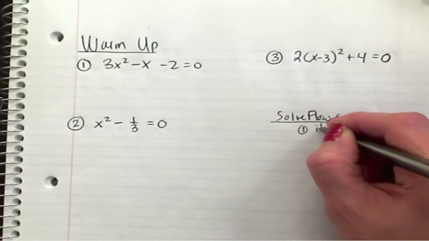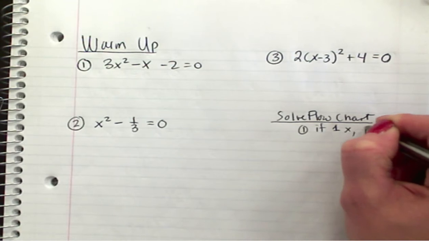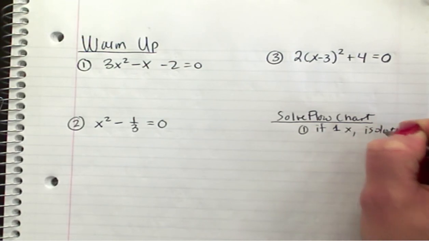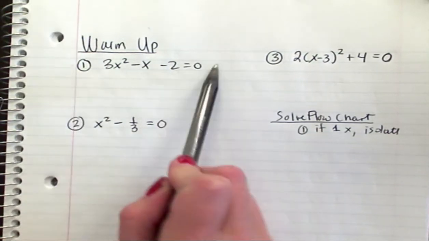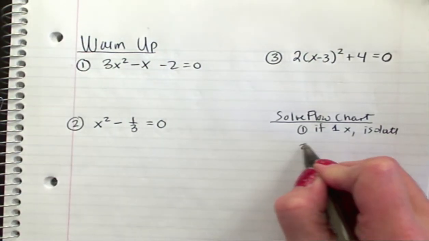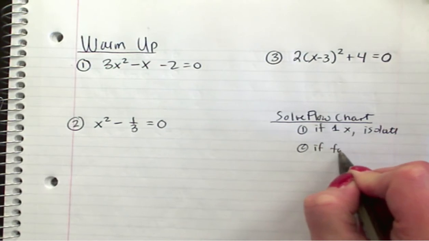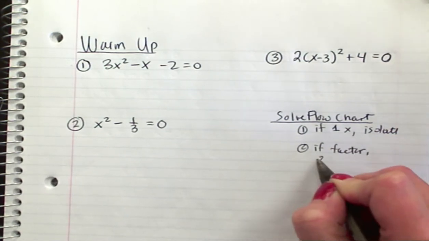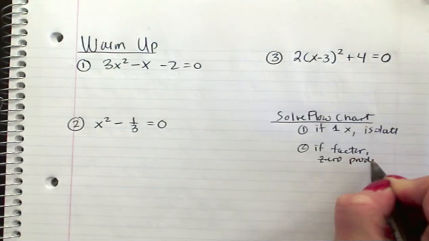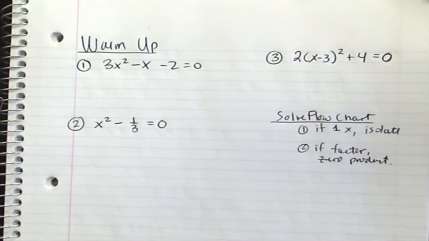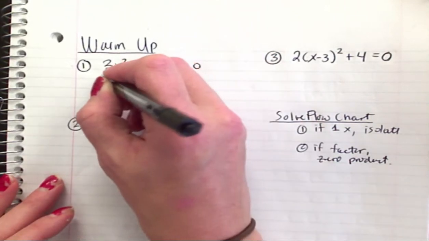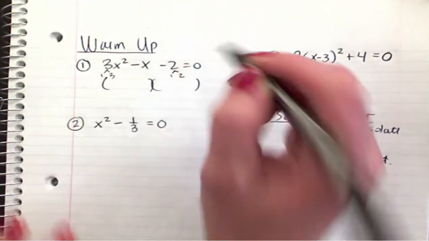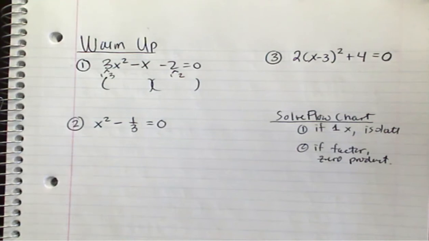The first thing you should be trying is if there is one x, you should be isolating. All right. Is there one x? No. Okay. Second, if you can factor, use the zero product property. Can I factor number 1? Well, let's try. I get a 1 and a 3, a 1 and a 2. Now those are both primes, so there's not a lot of choices.